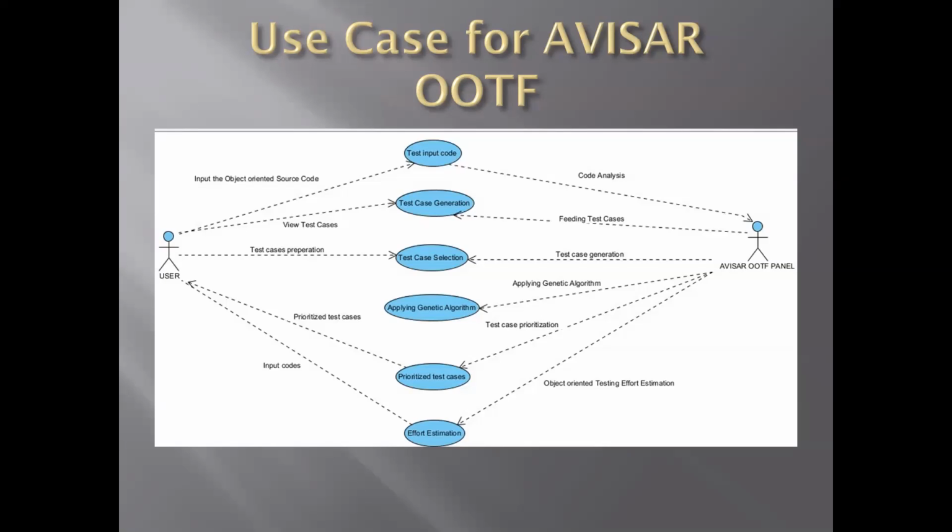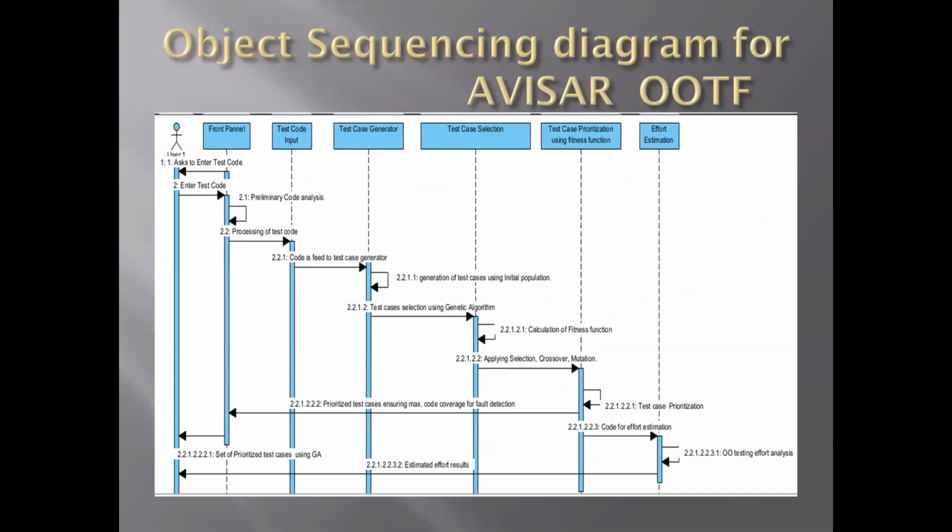Then the prioritized test cases go to the priority test case, and the user gets the effort estimation for object-oriented testing effort estimation, also input codes. This is the object sequencing diagram for Avisar or OTF. First, the user is asked to enter the test code, then enters the test code, and it gives the front panel.